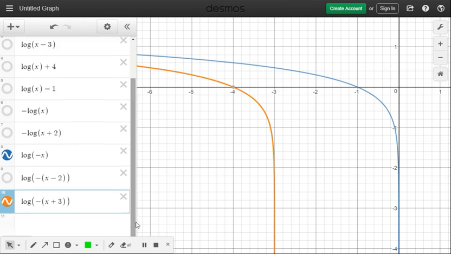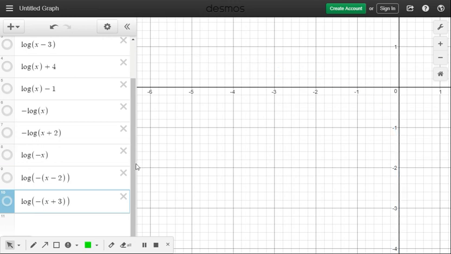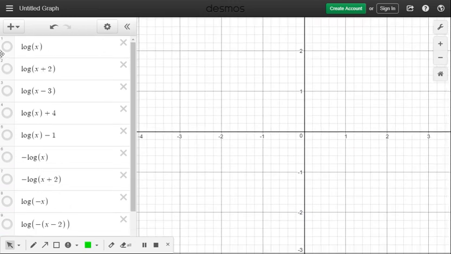Here it was just negative x. Now here we kept it in parentheses to emphasize that it was a reflection over the y-axis, but at the same time it was shifted 3 units to the left. That's why we have it in parentheses. That way you can see that when it's x plus 3 inside the parentheses, it means it's shifted 3 units to the left, while a negative in front of the x is a reflection over the y-axis.